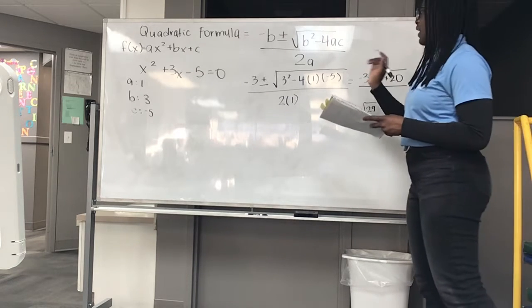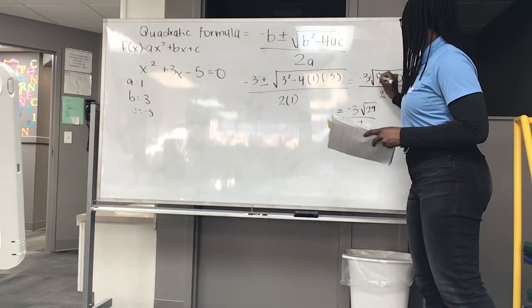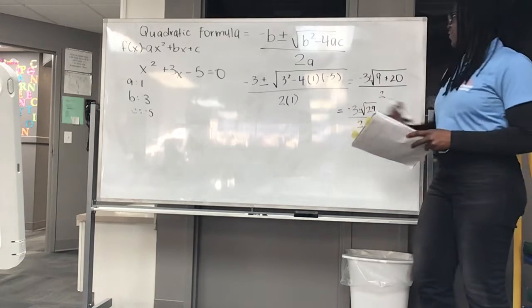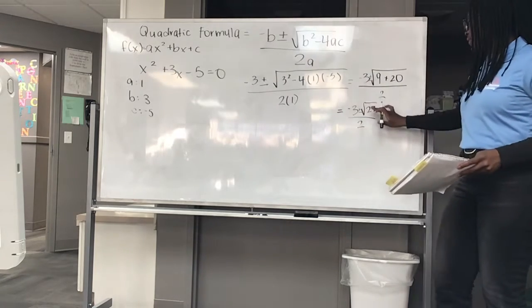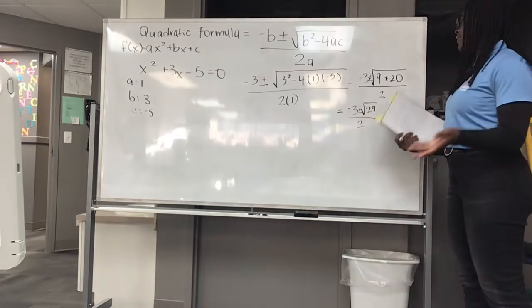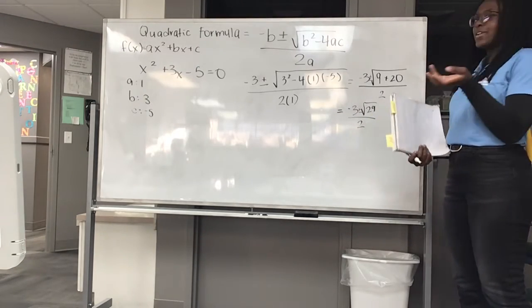Oh, sorry. I forgot to write the plus or minus, which was right here. I just need to bring it down. Okay, so that's my answer. Negative 3 plus or minus the square root of 29 over 2.